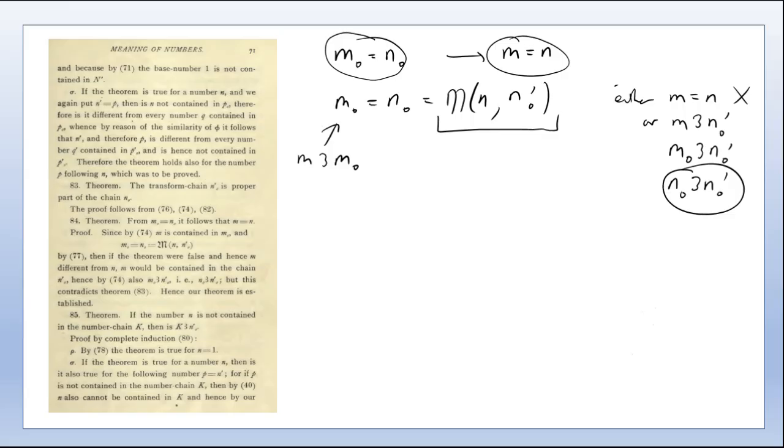In other words, m naught, the chain of m, equal to the chain of n implies that m is equal to n. Okay, so theorem 85. Let's have a look. If the number n is not contained in the number chain k, then is k a part of the transform chain of n. So let's have a look. Let me clear a little bit of space for this one.